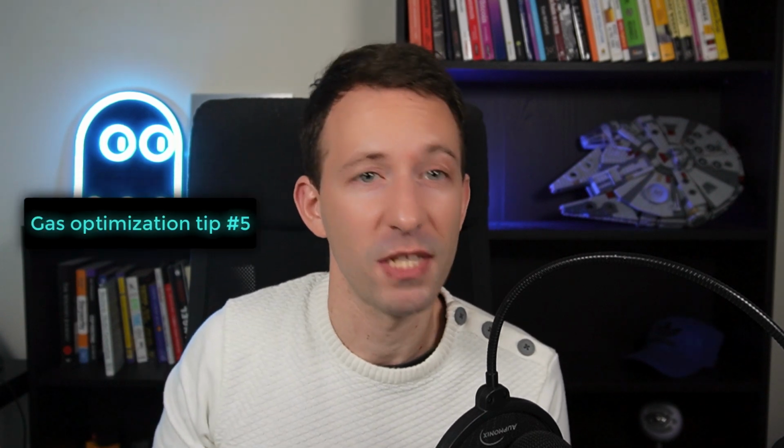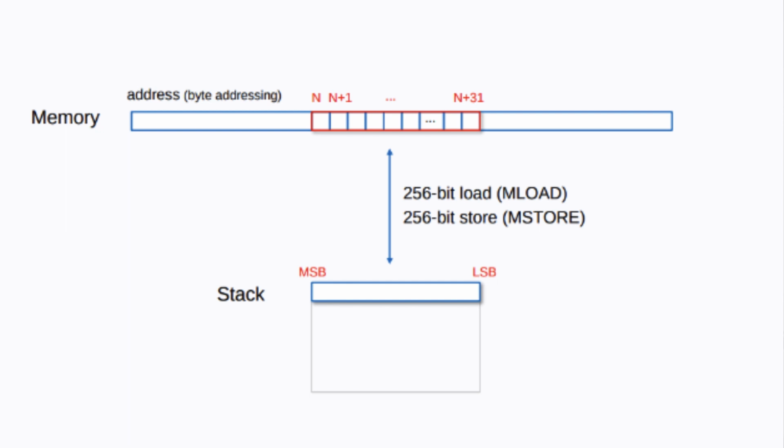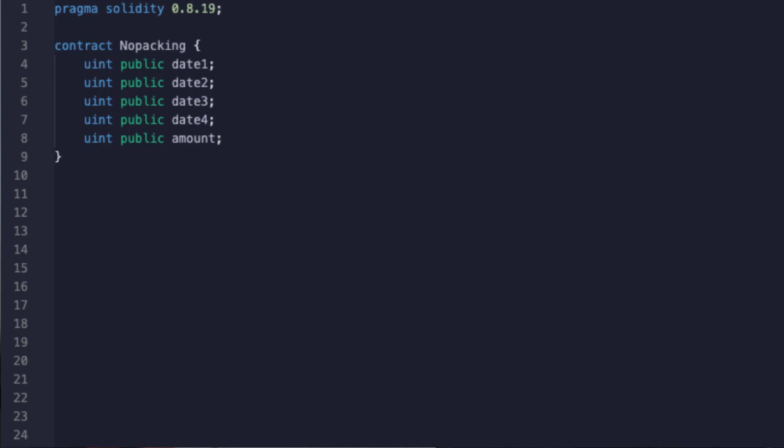My next gas optimization tip is called variable packing. When you declare variables at the smart contract level, they get stored in the EVM storage. Each storage slot in the EVM takes up 256 bits. For example, here, if you declare these 5 variables, they will take 5 storage slots. But there are variable types that take less than 256 bits. For example, this type takes only 32 bits. If you have some variables that don't need 256 bits, you should use these smaller variable types.